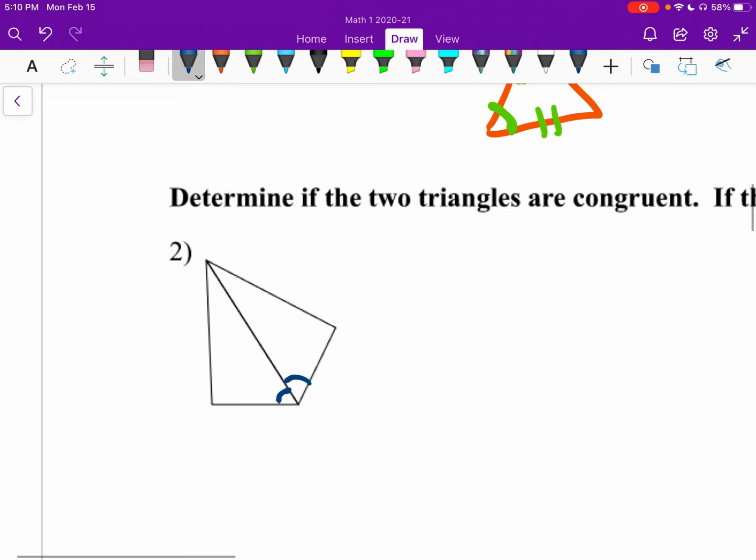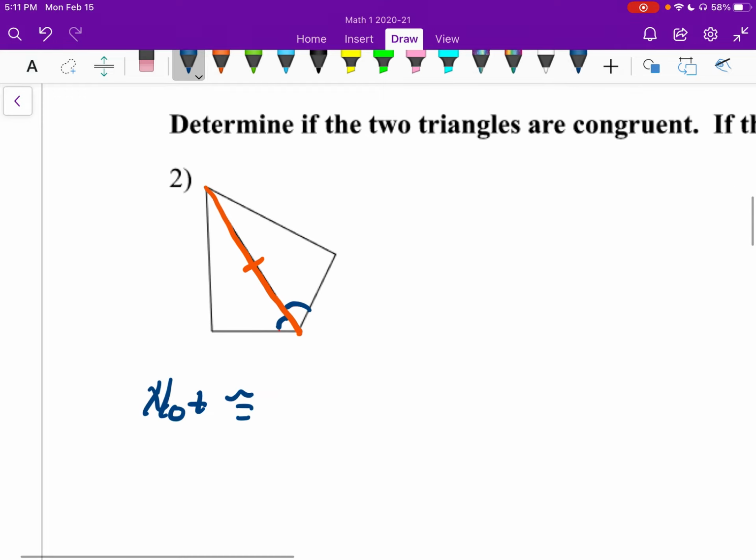None of the sides are marked, but we know that this side here is actually shared between them. So it's congruent to itself, right? But still, we don't know anything about any of the other sides. So we know something about one of these sides and one of the angles. So we're just going to be able to say not congruent to this. We don't know enough to be able to say this is congruent.